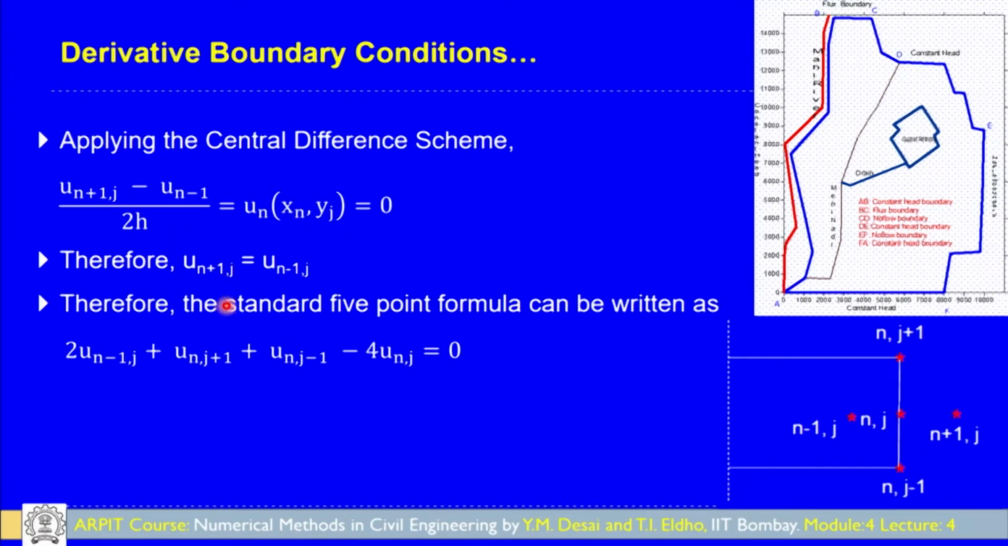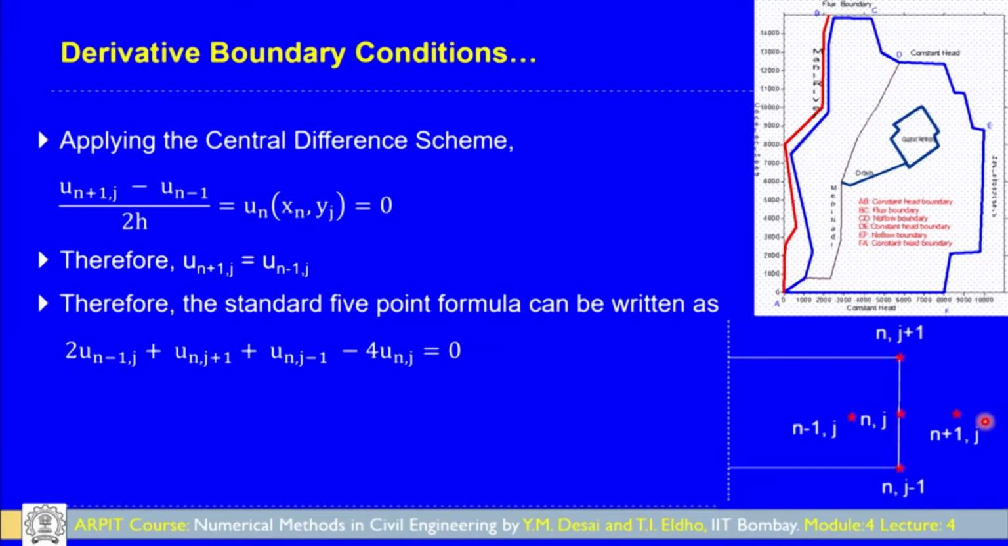So, if you take this equation, since the derivative is equal to 0, that value is known. So, you can write u n plus 1 j is equal to u n minus 1 j. Therefore, the standard 5-point formula can be written as 2 u n minus 1 j plus u n j plus 1 plus u n j minus 1 minus 4 u n j is equal to 0. That way we can solve this system.